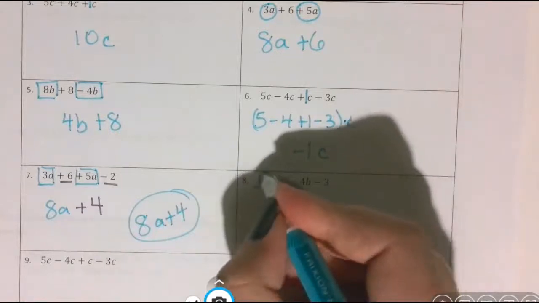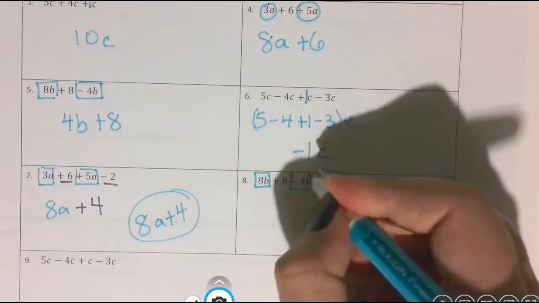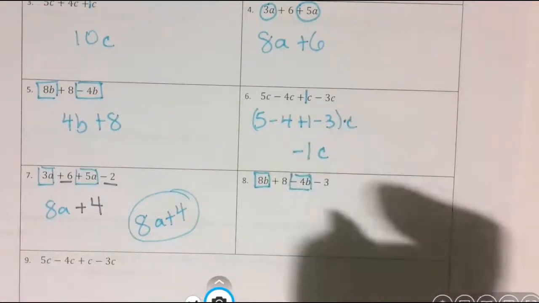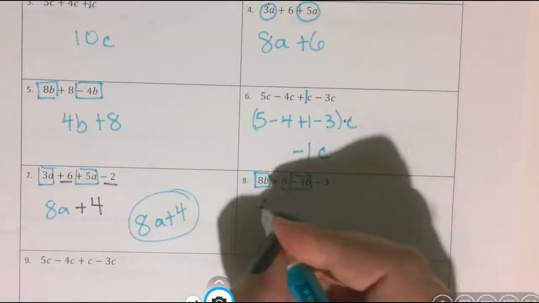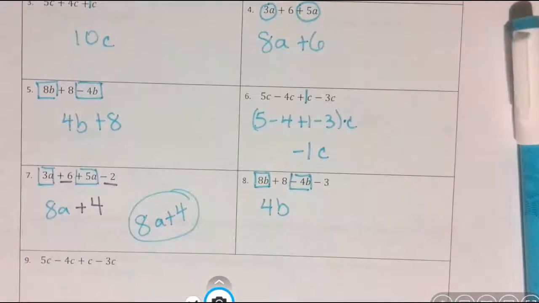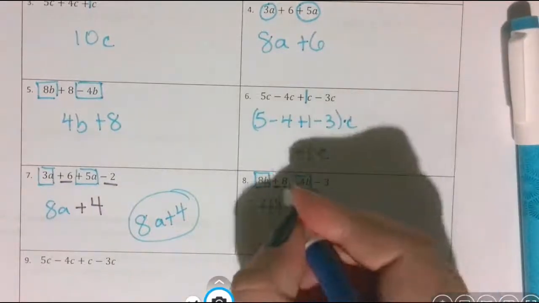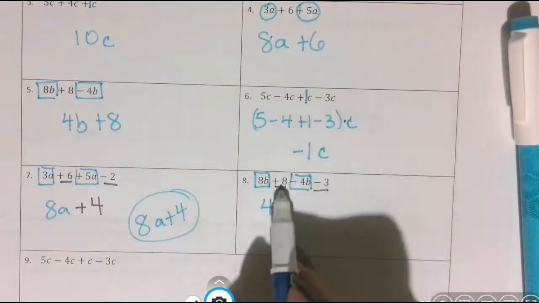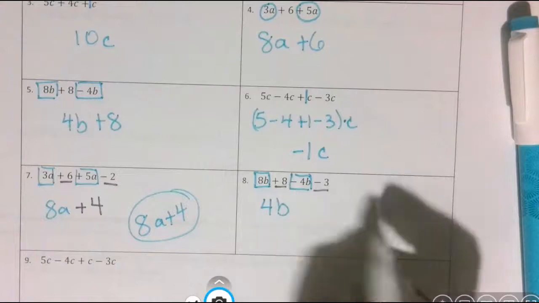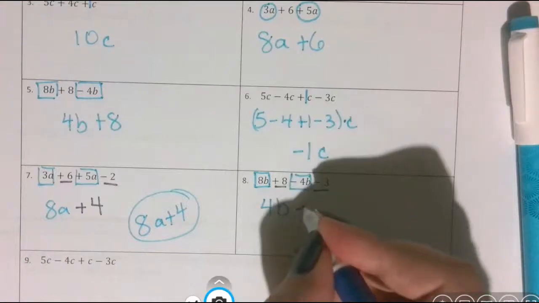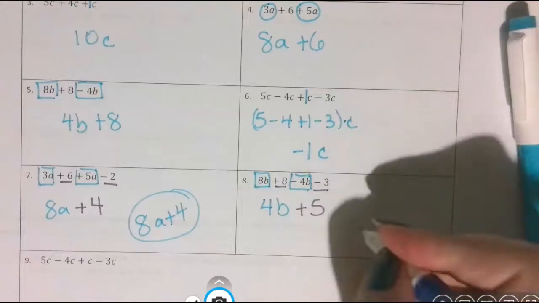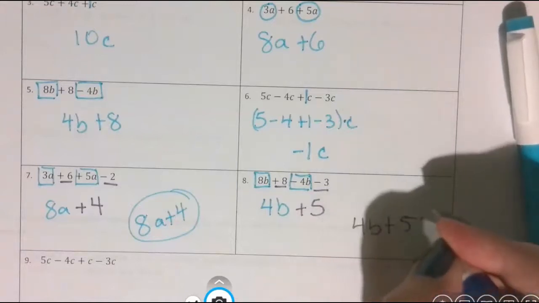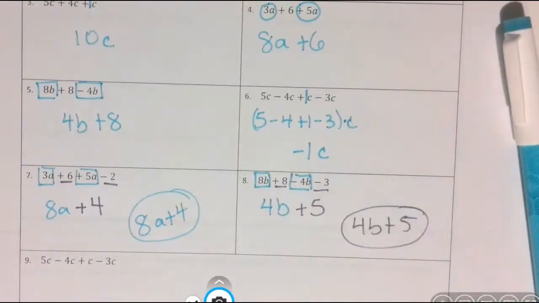Again, here are two terms that have b's. So 8b minus 4b is 4b. I like to use color to make it stand out. And then the constants are 8 and then negative 3. So 8 minus 3 is plus 5. 4b plus 5 is the standard form.